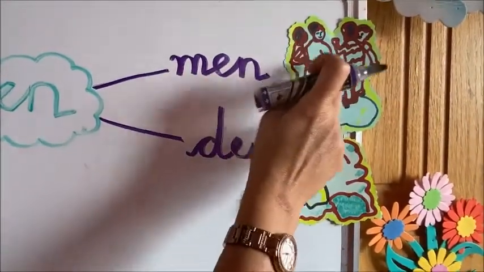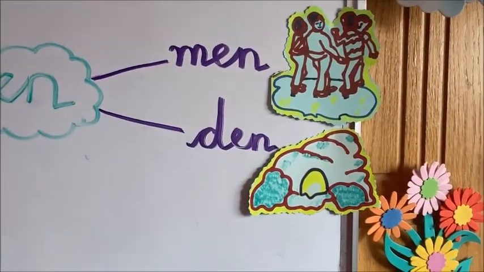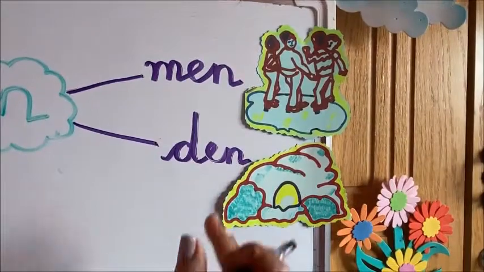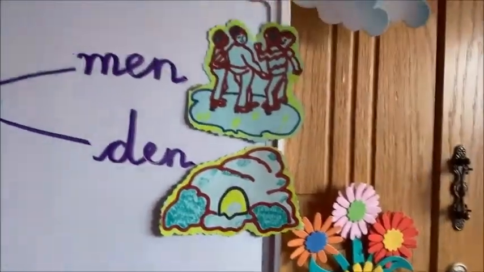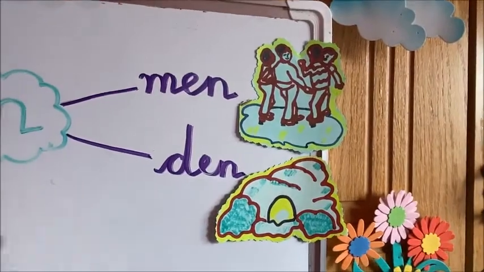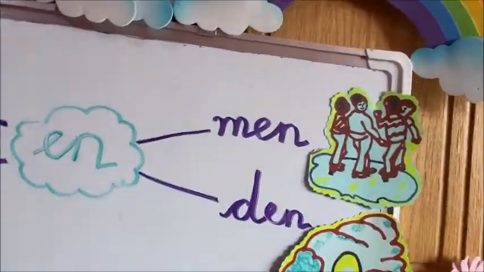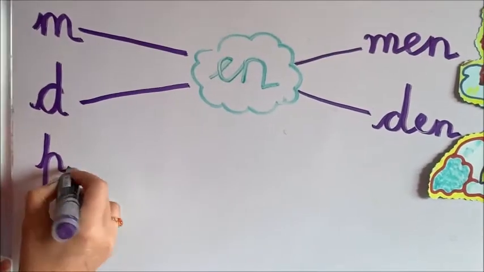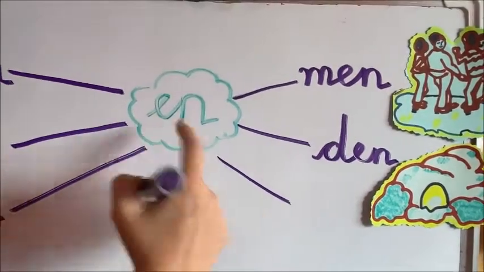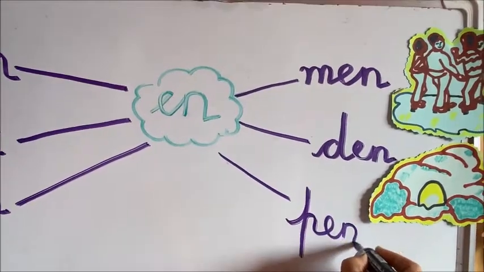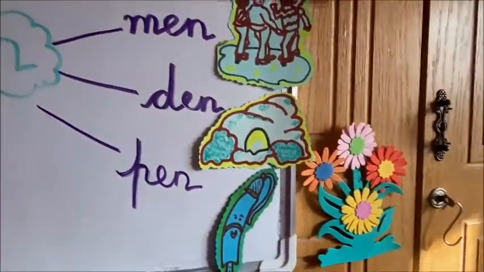Now this men, all these boys are talking together, standing together. When many boys or many daddies or many big boys stand together and talk, we call them men. Your dad, your uncle and your grandfather, all of them together, we call them men. This is men. Now the next one, it made friends with the bubble P. And P joins with N. What does it give? It gives P, N, pen, isn't it? And this is the pen which is used for writing.